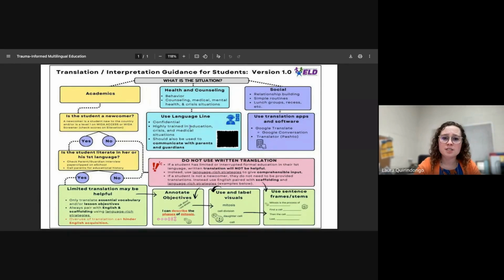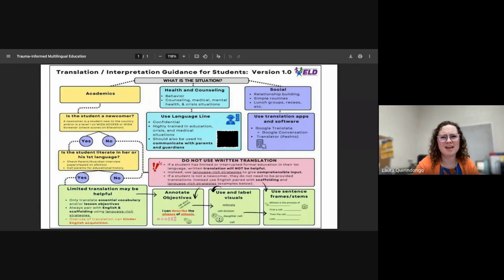Now, you'll notice there are some specific tools mentioned here. This graphic was provided to us by our consortium. So some of these tools may not be specifically available to us here, but there are other similar tools like Google Translate, Google Conversation Translator, things like that that we can use to help out in these situations.